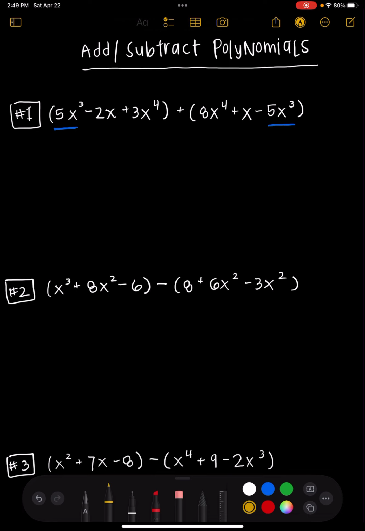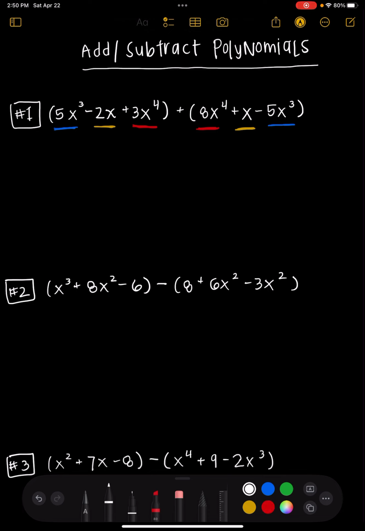Then let's do yellow, and we're going to do negative 2x, and the like term on that one is just this x right here because they both just have x's. There's no exponents attached to them. And then the last one we'll do in red is 3x to the fourth, and then the other thing with x to the fourth is 8x to the fourth. Okay, so now we know all of our like terms, we can add them together.